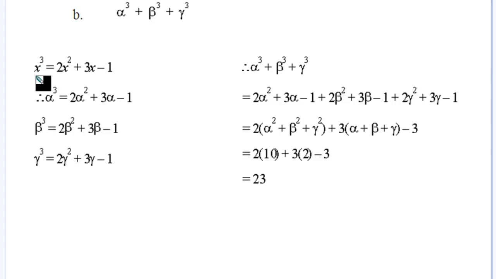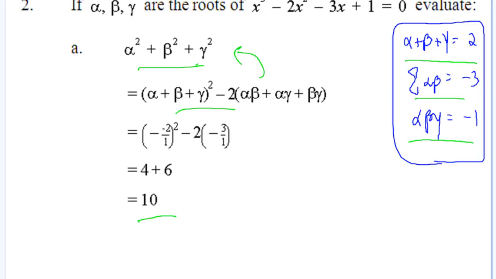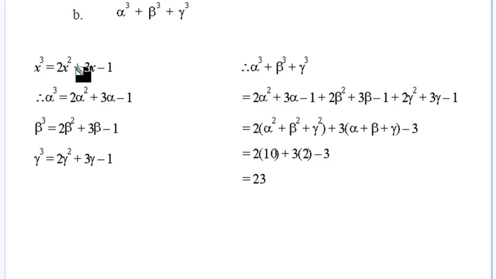So if we write x cubed is equal to 2x squared plus 3x minus 1. So all we've done is just taken everything and put it on the right-hand side. So we're just manipulating it there. Now, if alpha is a root, then we can substitute alpha into that expression. We could substitute beta into that expression. We can substitute gamma into that expression, because alpha, beta, and gamma are roots. So we can substitute it in, and they hold.